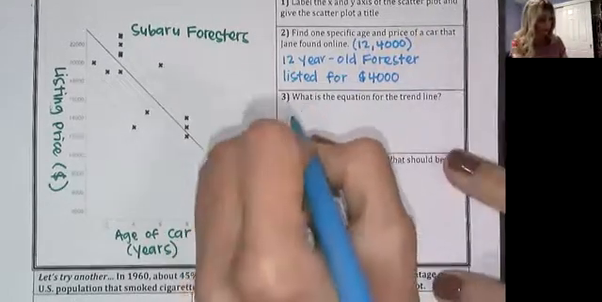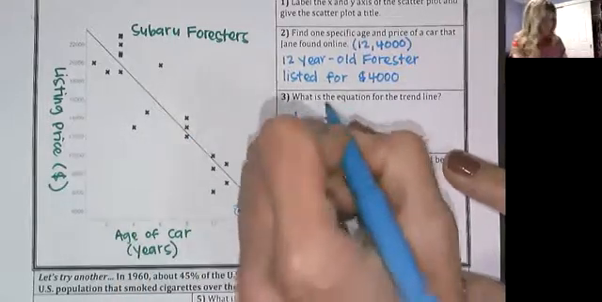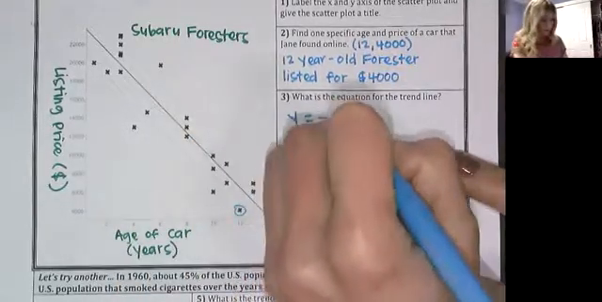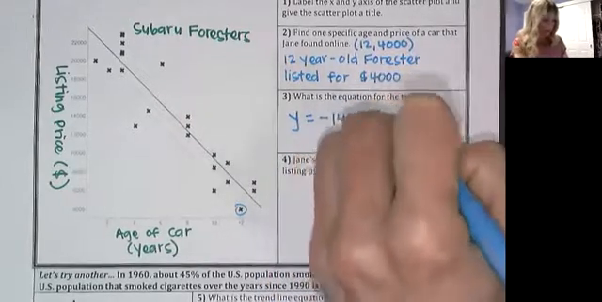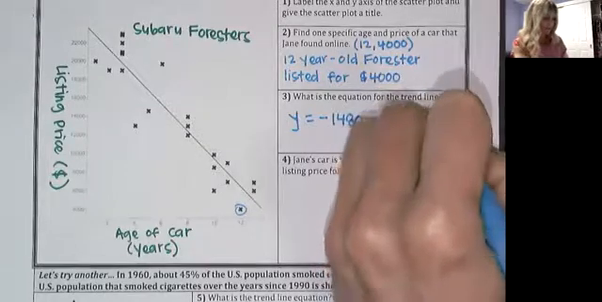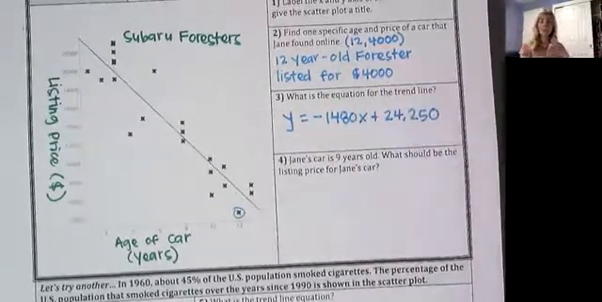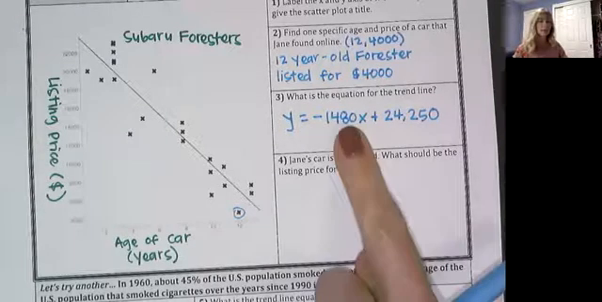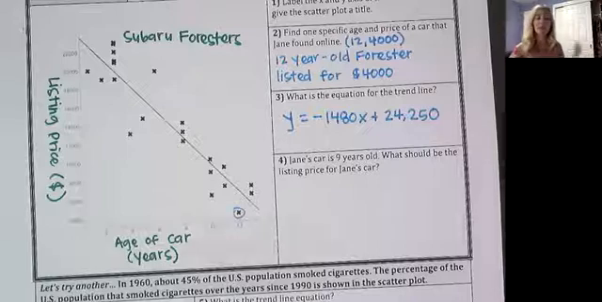But the equation for this trend line is y equals negative, you ready for this? 1,480x plus 24,250. Now, it doesn't ask me to write this down, but I do want to talk about it because it's interesting to look at. What does this slope represent? You're going to do that some more on this paper to make sure we're not losing that, because that's one of the trickiest things. So we need more examples of that.